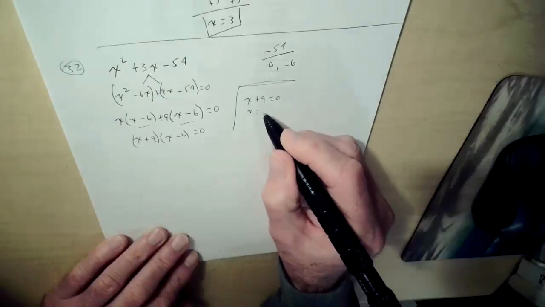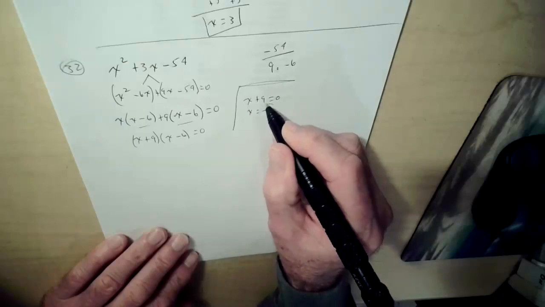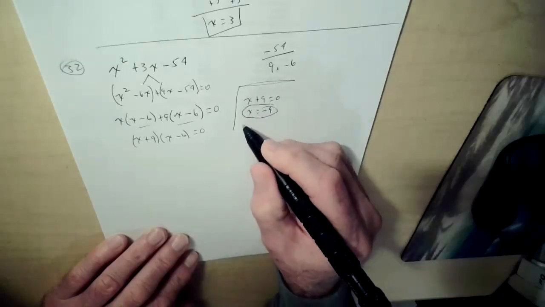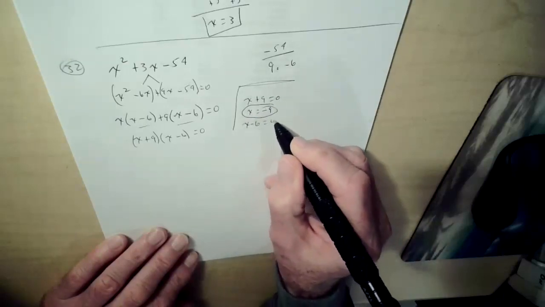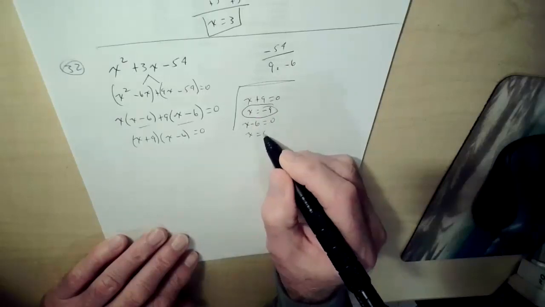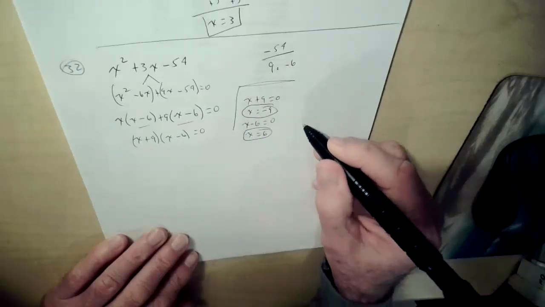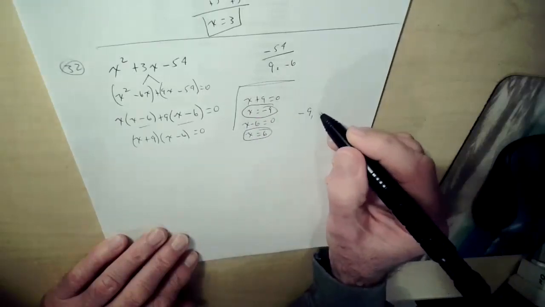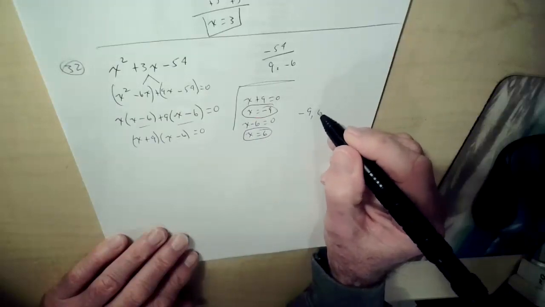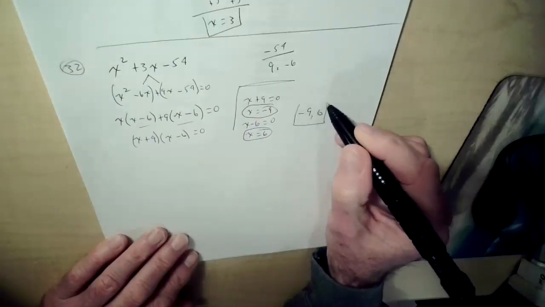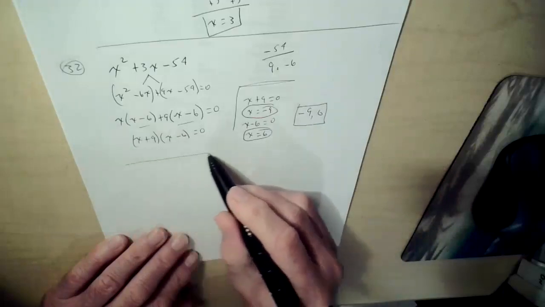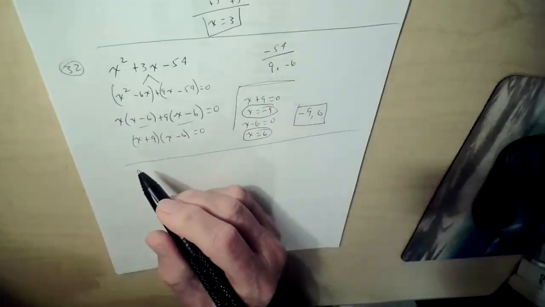Okay, so we set each one of them equal to 0. X plus 9 equals 0. Therefore, x is equal to negative 9. We subtract 9 from each side. And we have x minus 6 equals 0. So x is equal to 6. So we have negative 9 and 6.